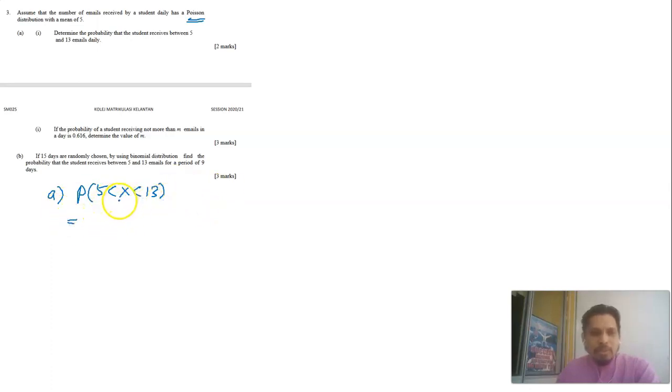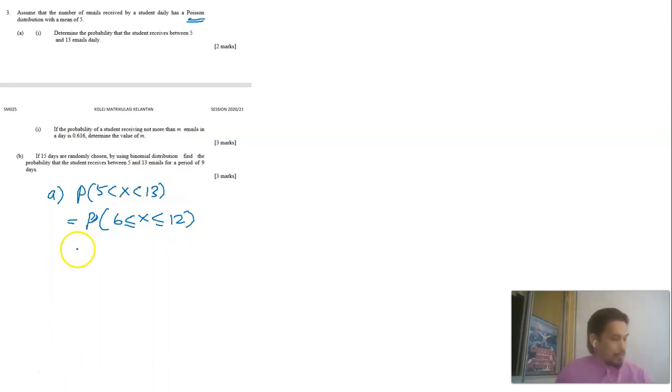Because Poisson is also considered as discrete, every single sign, equal or not equal, matters here. So this does not equal 5, it's only greater than 5. So it is probability of X greater than or equal to 6 and up to 12. It's less than 13, so before 13, this is including 12 here.